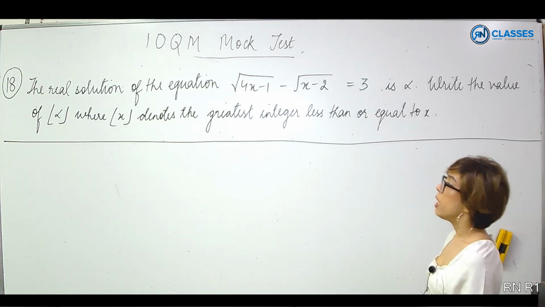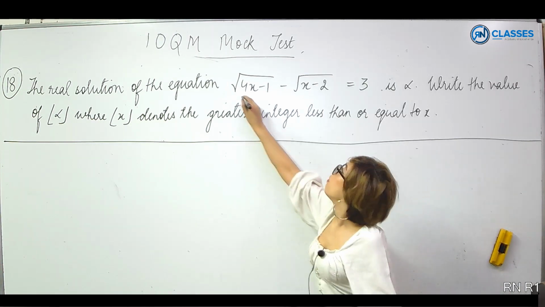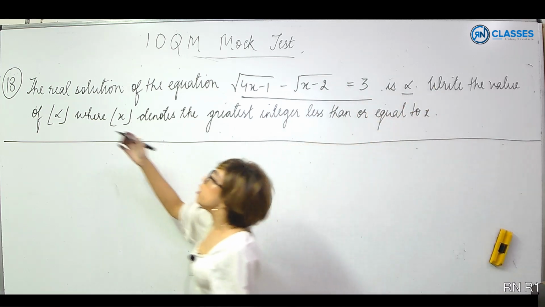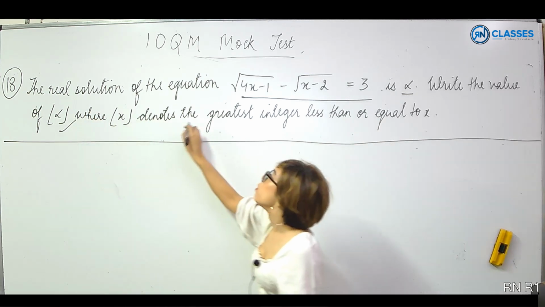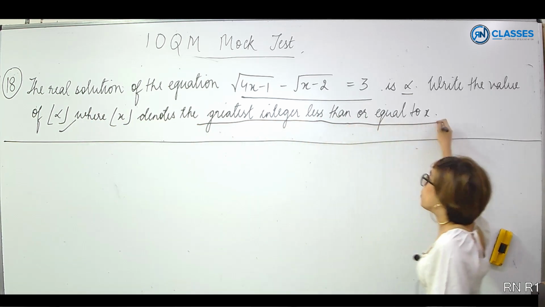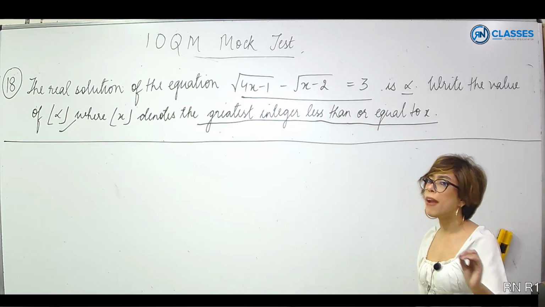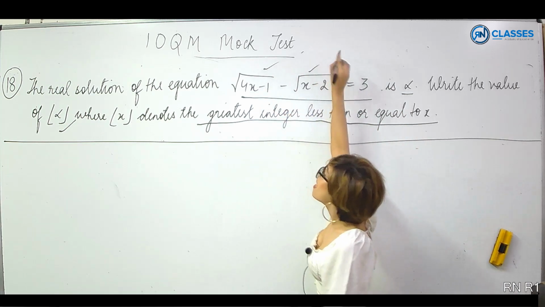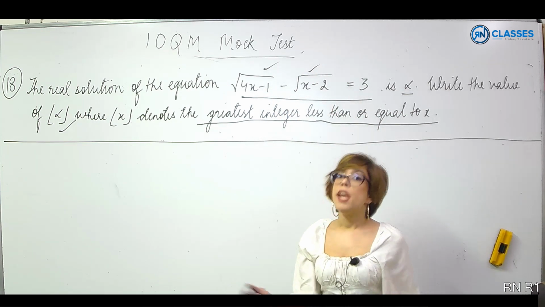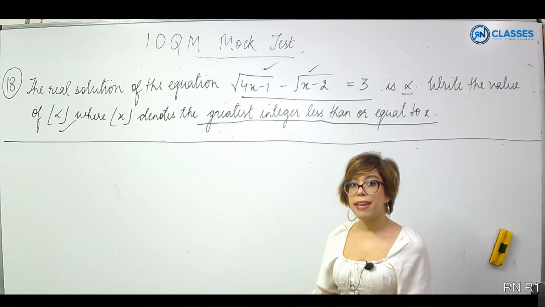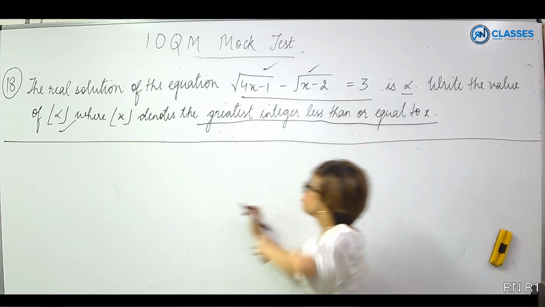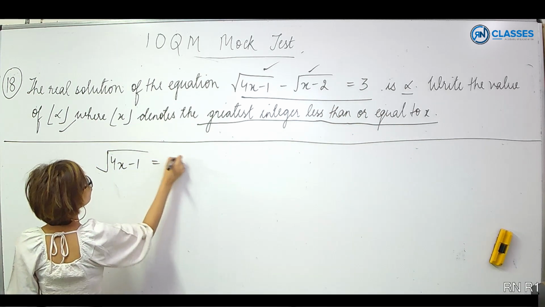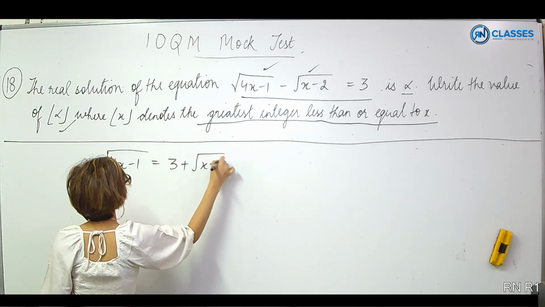Alright, on to the next one. Now he says the real solution of this equation is alpha. You need to write the value of z of alpha, where obviously z of x denotes the greatest integer less than or equal to x. So basically I need to find the real solution of this equation. With 2 radical signs being involved, that means I need to square it up. Now, obviously I will not do the squaring as it is. I'll shift one term to the other side. So I'll write square root of 4x minus 1 is equal to 3 plus square root of x minus 2.